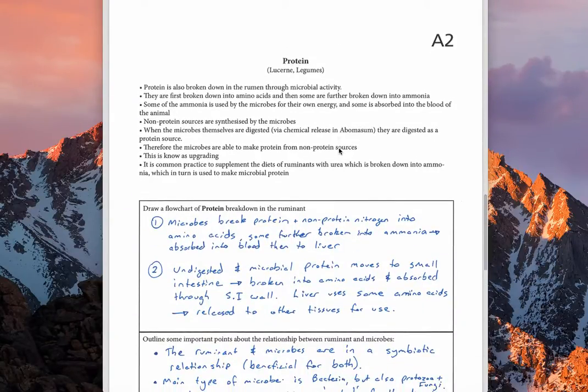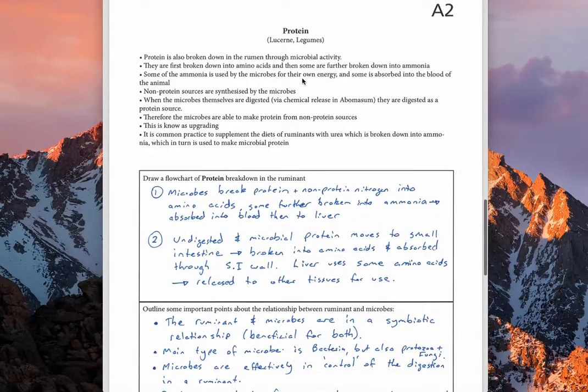Now we look at protein, which we primarily get from lucerne or legumes. Protein in the feed is broken down in the rumen through the activity of the microbes. It's first broken down into amino acids, which are the base component of protein, and then some are further broken down into ammonia. Some of this ammonia is used by the microbes for their own energy as well, and some is absorbed into the blood of the animal.